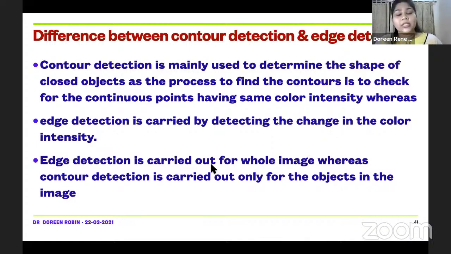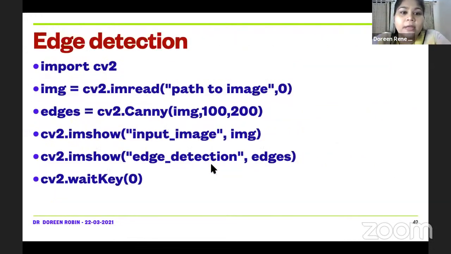In edge detection, it detects changes in color intensity, but in contour detection, it should be of the same color intensity. The second, most important difference is that edge detection is for the whole image. Most researchers also get confused. Edge detection is for the whole image, but contour detection is only for objects present in the image. So this is about Canny edge. This is an algorithm called Canny edge.